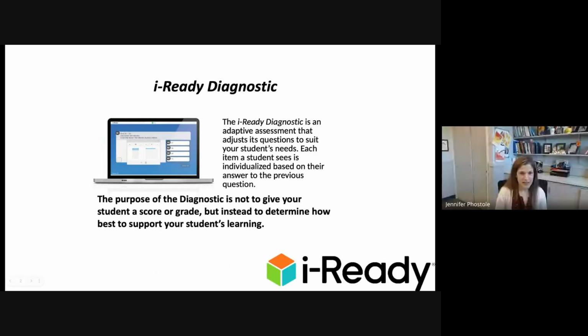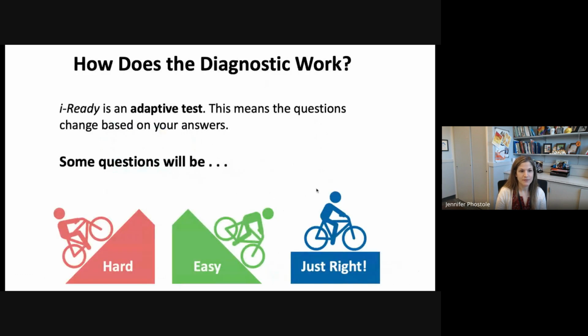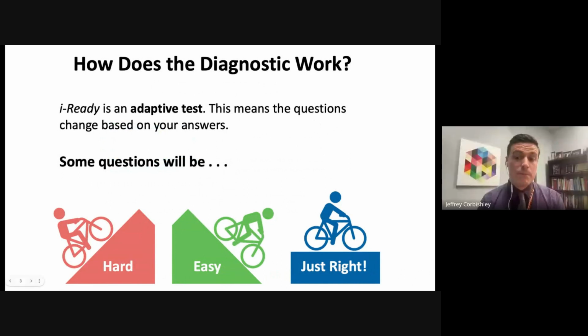The iReady assessment is an adaptive assessment that meets the individual needs of our students. Questions are adapted based on student response. The purpose of this assessment is to support student growth through responsive teaching, not for a grade. So an adaptive test means that all students will receive questions that they find difficult, some questions that they will find easy, and some questions that are just right for their current level of standard mastery.